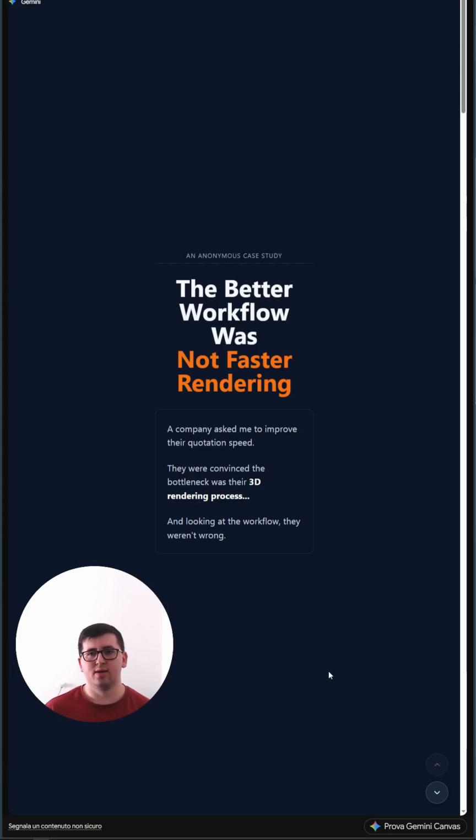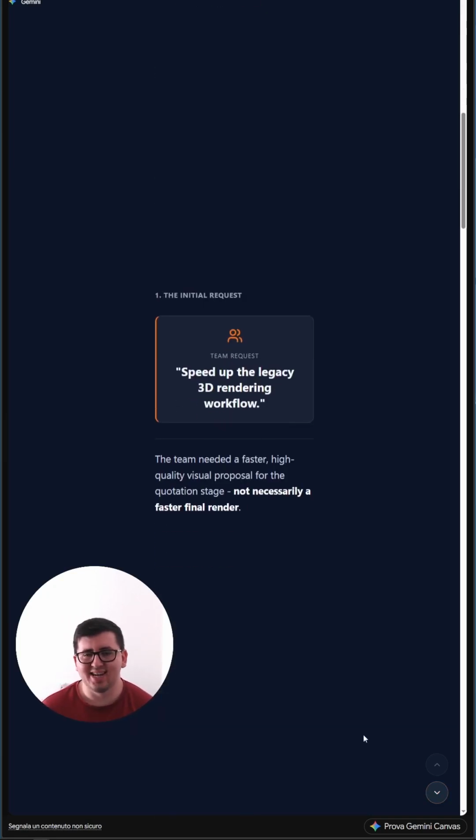And what I'm gonna teach you about this case study is that the better workflow was not fast rendering. So what is this? You need a little bit of context. A company some months ago asked me to improve their quotation speed. They were convinced that the bottleneck was their 3D rendering process. And looking at the workflow, they weren't wrong. I'm gonna be honest, the problem was really that. So the team needed a high quality visual proposal for the quotation stage and not necessarily a faster final render. You need to understand this.